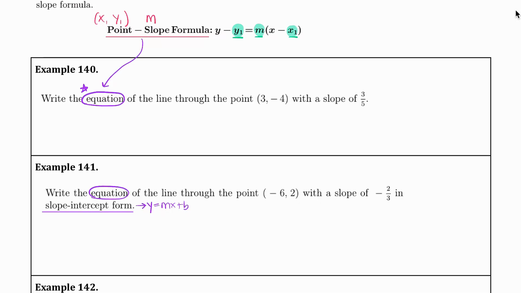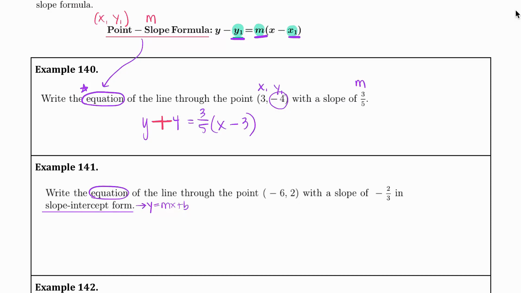Okay, so let's label the pieces that are given to us. It says we want to write the equation of a line that goes through the point 3, negative 4, that's x1, y1, with a slope of 3/5. So we're going to take those values and plug them in here, here, and here. So we've got y minus y1, y minus negative 4, equals m, our slope, times x minus x1, or x minus 3. Okay, I went ahead and wrote minus negative here. Usually when you see that, we're just going to go ahead and change it to y plus 4. So that's the equation of our line.